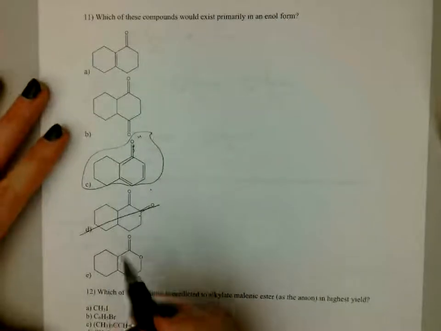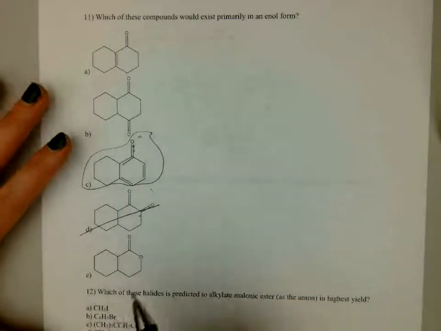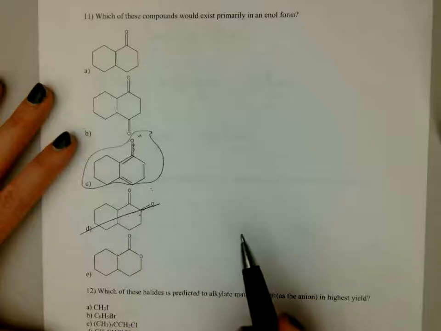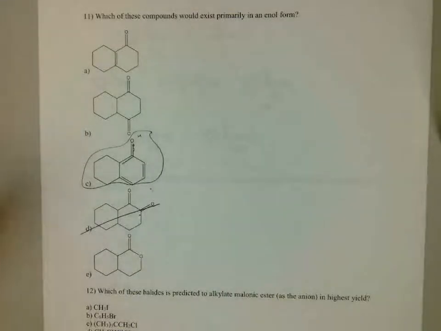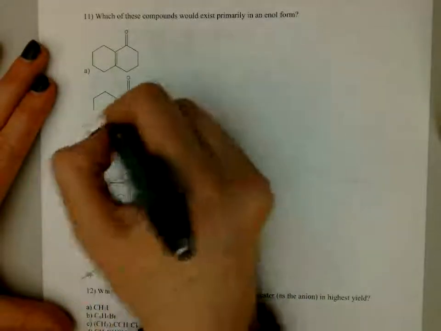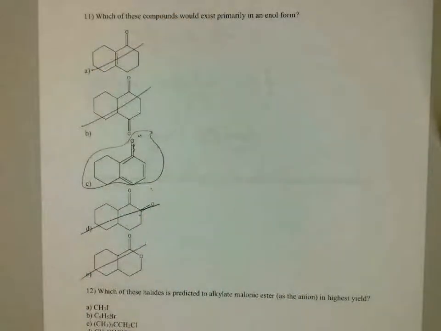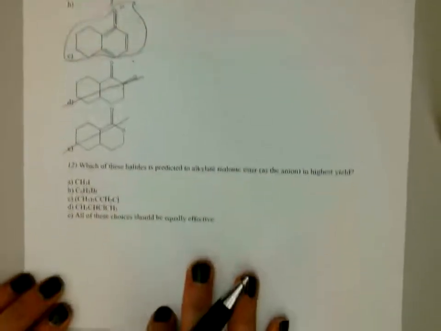This one, I mean, in general, enols are not as stable as ketones because the carbon-carbon double bond is not as stable as the carbon-oxygen double bond. So there's nothing special about the rest of these that make them want to be in that other configuration. So the only choice that makes sense is answer choice C.